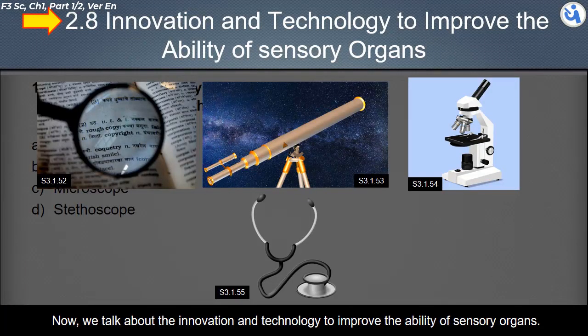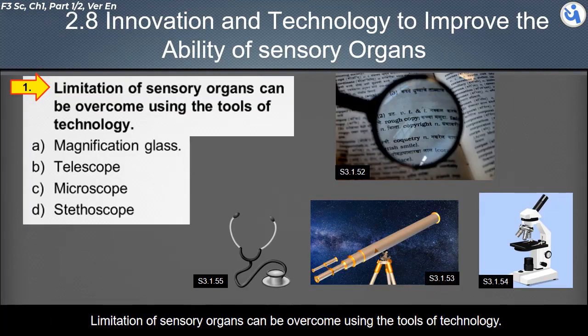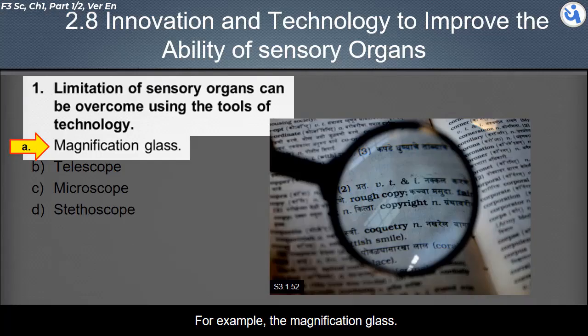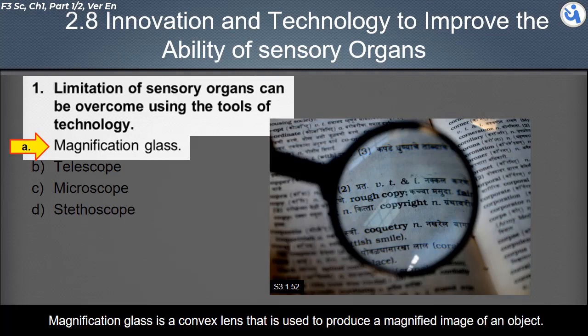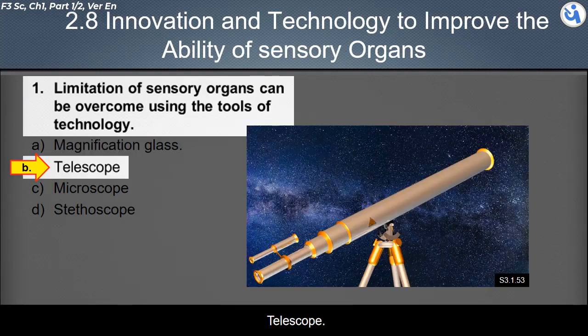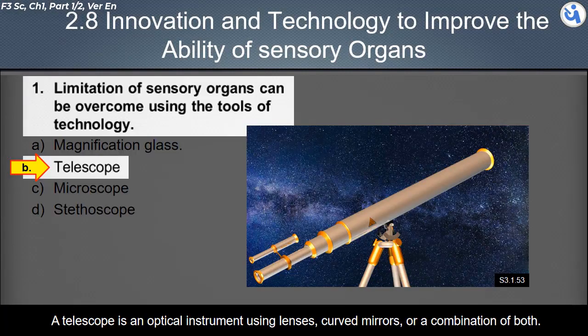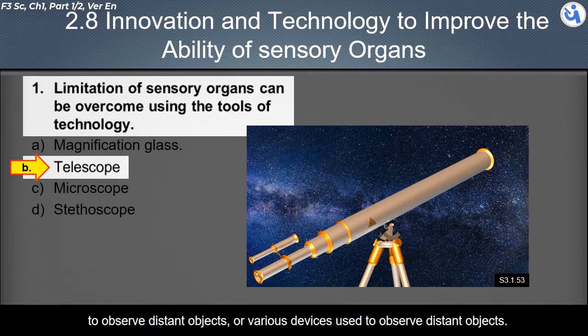Now, we talk about innovation and technology to improve the ability of sensory organs. Limitations of sensory organs can be overcome using tools of technology. For example, the magnification glass. A magnification glass is a convex lens that is used to produce a magnified image of an object. Telescope. A telescope is an optical instrument using lenses, curved mirrors, or a combination of both, to observe distant objects, or various devices used to observe distant objects.